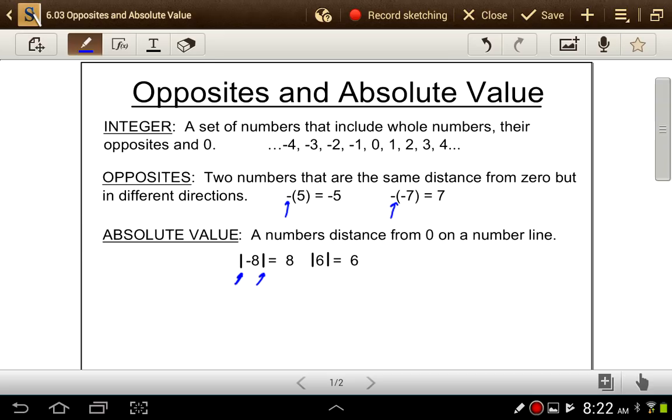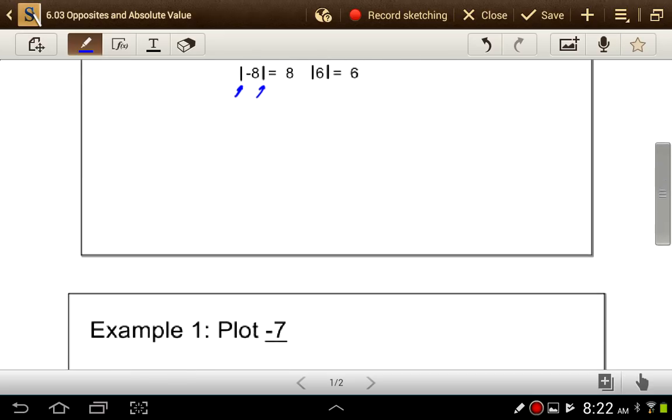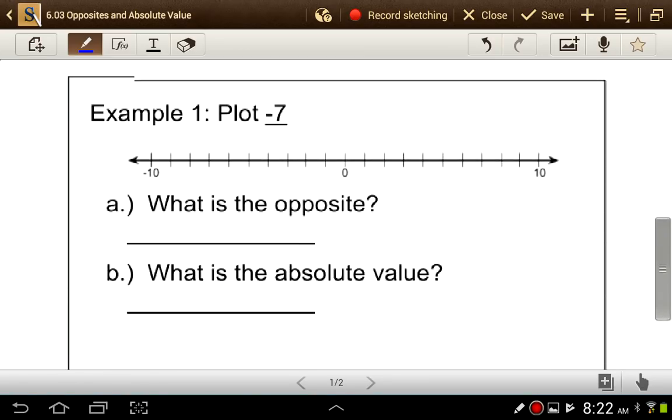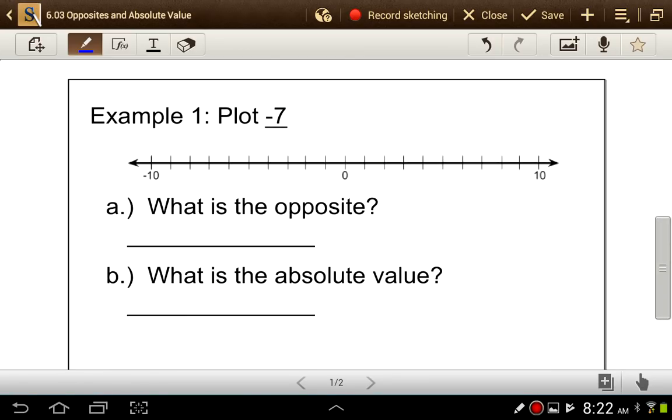I'm going to move on to our first example. We're going to talk about finding the opposite and absolute value. The first thing I want to do is plot -7. So I have to find -7 on here. -1, -2, -3, -4, -5, -6, -7. I'm going to put it right there, and I'm going to label it so I know what it is.